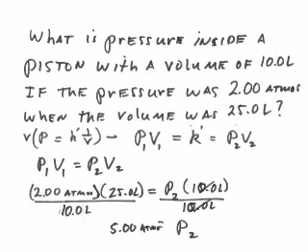P1V1 equals P2V2. So the original pressure was 2 atmospheres. The original volume was 25 liters. We don't know what the final pressure was, but the final volume was 10 liters. So get everything we know on one side, everything we don't know on the other side, and we find out that the pressure of the gas should now be 5 atmospheres. The volume went down, so the pressure had to go up.